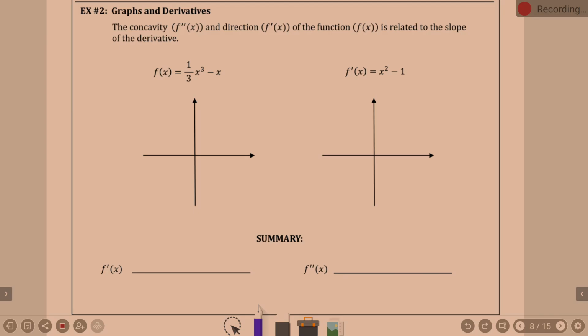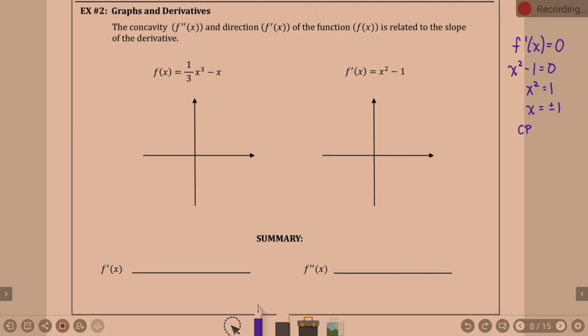Okay, up above, we took the second derivative, set equal to 0, and found our inflection point. I also want to take our first derivative, which we didn't have to do up above, and set it equal to 0 to find some critical points. So if I say x squared minus 1 equals 0, then x squared equals 1 and x is plus or minus 1.